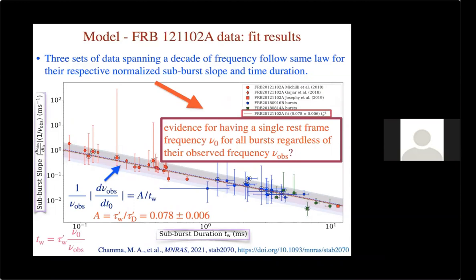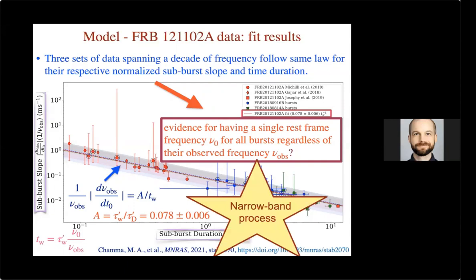So if you look at the bottom corner relationship, if you replace for TW in terms of nu naught and nu observed, you can see that the three sets of data are sharing the same law that links the normalized slope and the time duration, and we have the same A for them. This can be only explained if the nu naught is not varying by a lot. And this hints that a narrow band physical process might be at work, producing these FRBs.